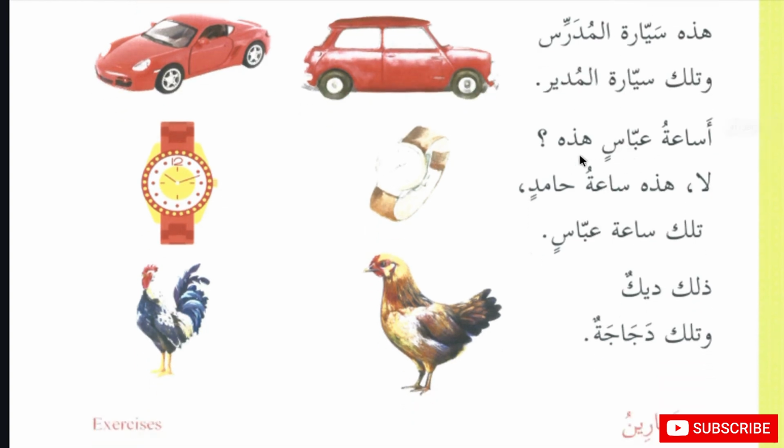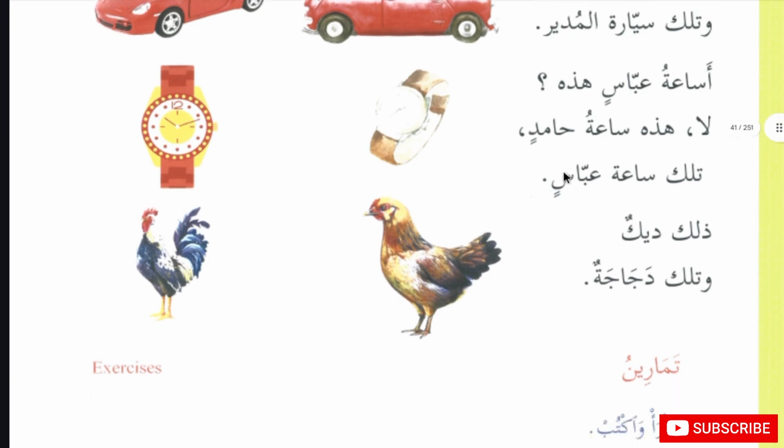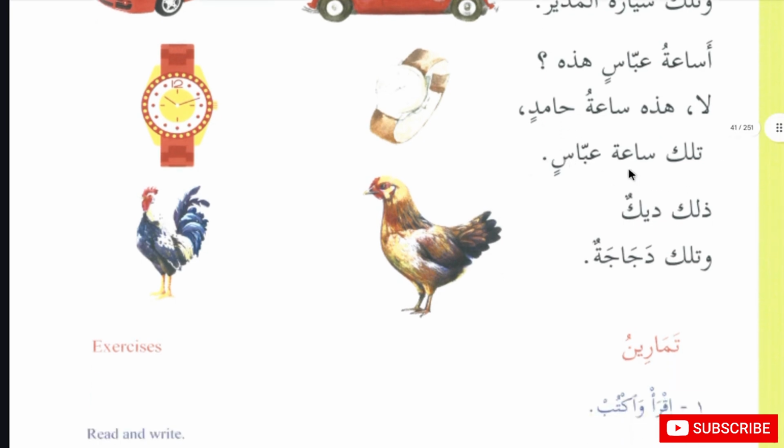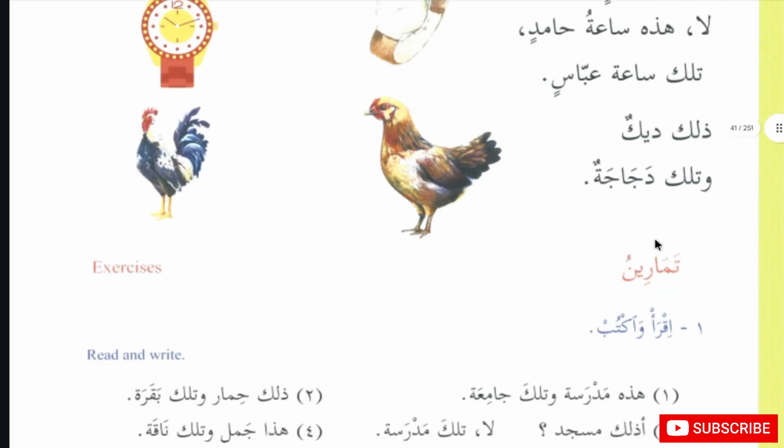أساعة عباس هذه, is this the watch of Abbas? لا. هذه ساعة حامد, this is the watch of Hamid. تلك ساعة عباس, that is the watch of Abbas. ذلك ديك, that is the deek, that is a rooster. وذلك دجاجة, and that is a hen. A hen, and I believe this could also be used for a chicken as well.